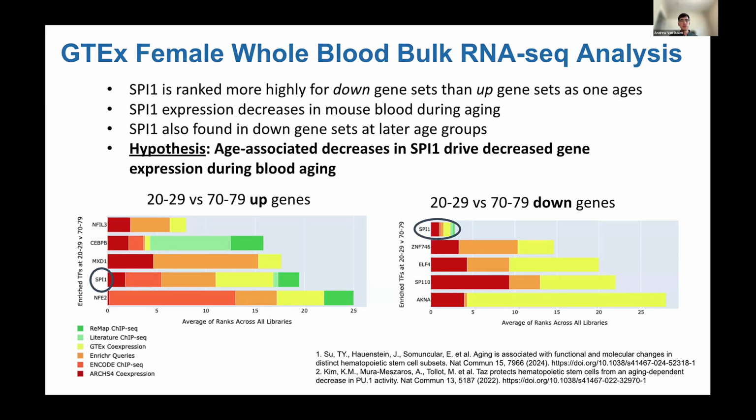A literature search also revealed that SPI1 indeed decreases in expression in mouse blood during aging, and in fact, from the GTEx analysis, SPI1 also appears in the down gene sets in the older human age groups. And so altogether, this information supports a hypothesis that a decrease in SPI1 as one ages drives the decreased gene expression observed in aging blood samples.